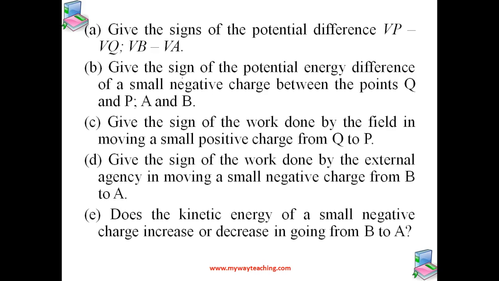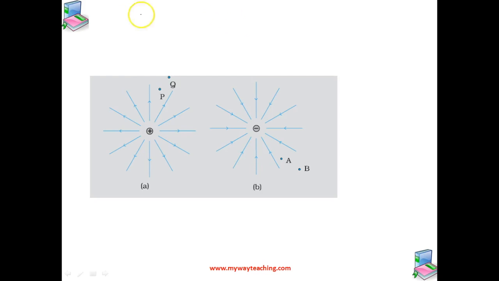So first one is the potential difference Vp minus Vq and Vb minus Va. See, we know that V is proportional to 1 by r. Vp is greater than Vq because Vp minus Vq is positive, and Vb is less negative than Va. So we can write Vb greater than Va. Again Vb minus Va is positive. This is the solution for the first part.